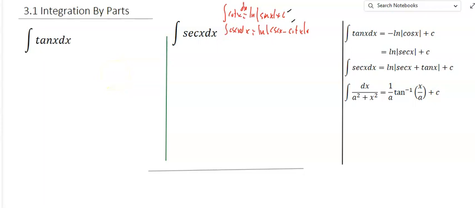All right, well, section 3.1 talks about techniques of integration. In this chapter, we're going to learn how to integrate. Well, there are mainly 5 techniques of integration. You're already aware of one.